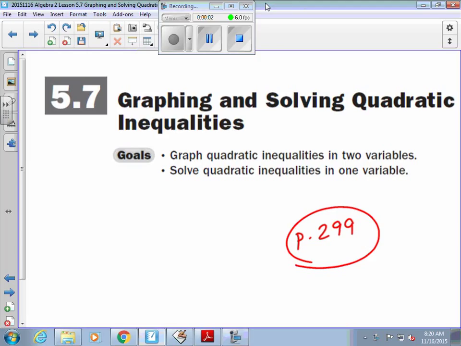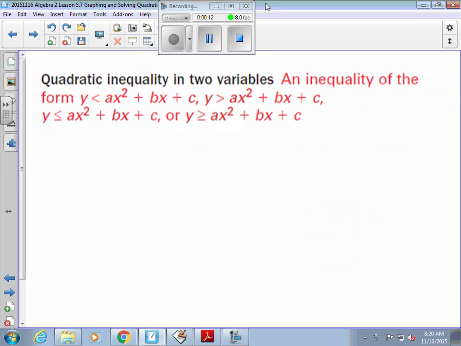It's Algebra 2, Lesson 5.7. We're graphing and solving quadratic inequalities. Graphing them in two variables, and then we're solving them in one variable, beginning on page 299 in the textbooks.